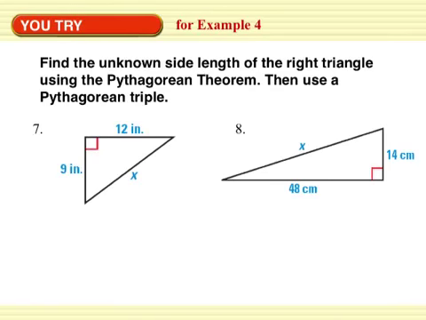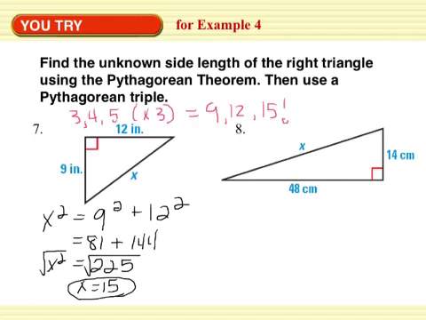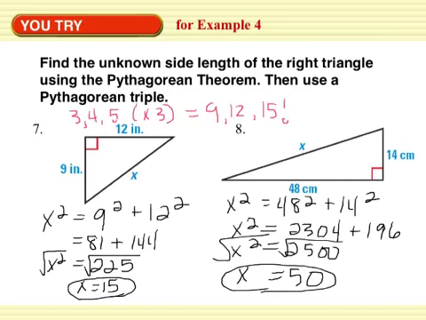You try. Find the unknown side length of the right triangle using the Pythagorean theorem. And then if you can try to use the Pythagorean triple, that'd be great. I'm going to push pause. There's number 7. I did recognize the triple there. The 3, 4, 5 triangle, multiply all those by 3, and you get 9, 12, and 15. 9 and 12, so that's probably going to be 15. Then I went ahead and checked it, and yes, x is 15. Let's try number 8. Alright, I didn't look for the triple, but I used the Pythagorean theorem, and x equals 50.